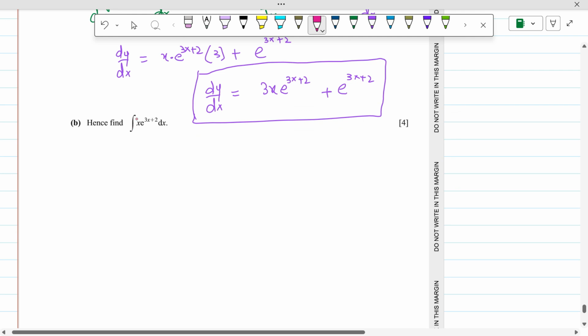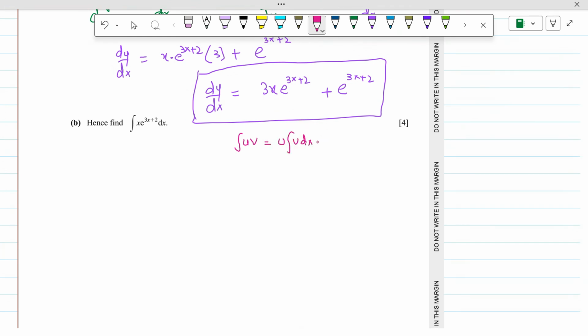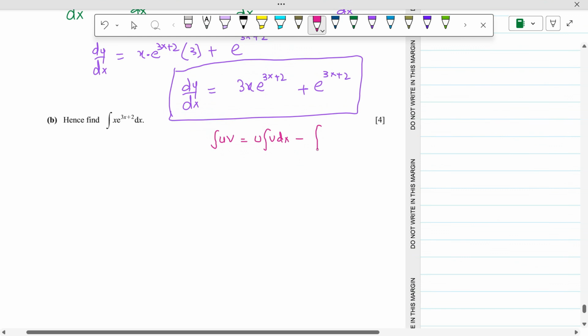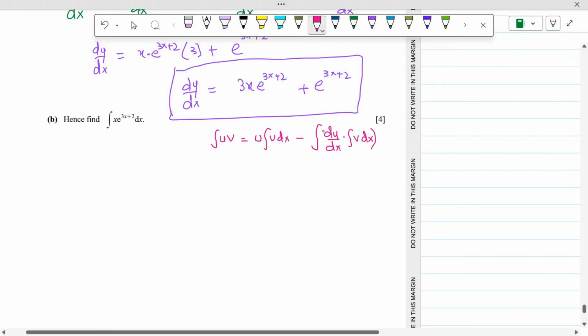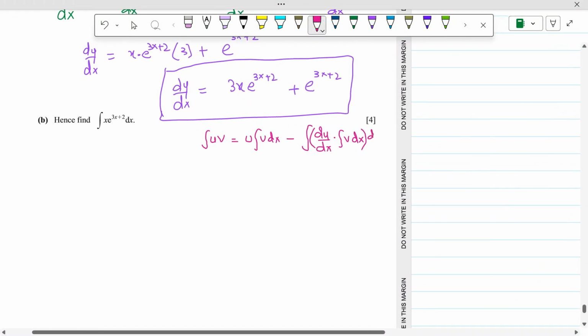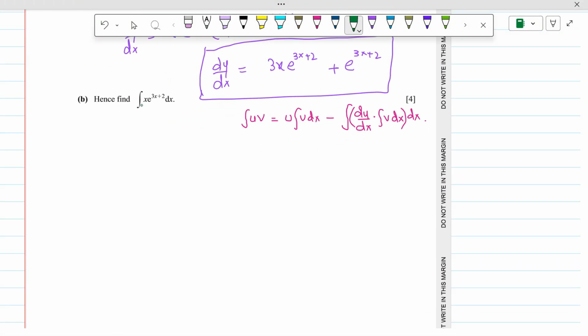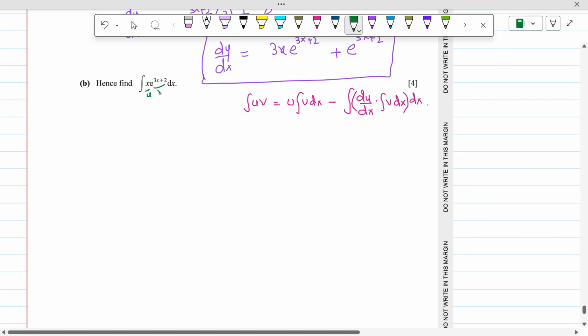Part B: hence find the integration of x exponential of 3x plus 2 with respect to x. So in the given integration, we also use the product rule, which is the integration of uv is equal to u times the integration of v with respect to x, minus the integration of the derivative of u times the integration of v with respect to x, and the whole integration with respect to x. So in this case, this one is u and this one is v.